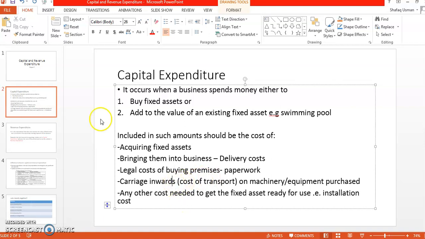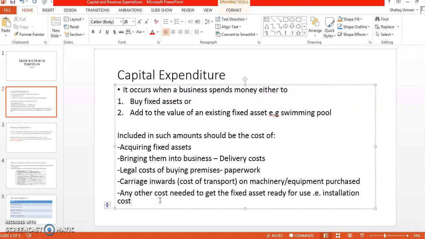Then carriage inwards. Carriage inwards is again the cost of transport of machinery or equipment purchased. So again, carriage inwards is related to bringing the goods into your business. The third one, any other costs needed to get the fixed asset ready for use, that is installation costs.